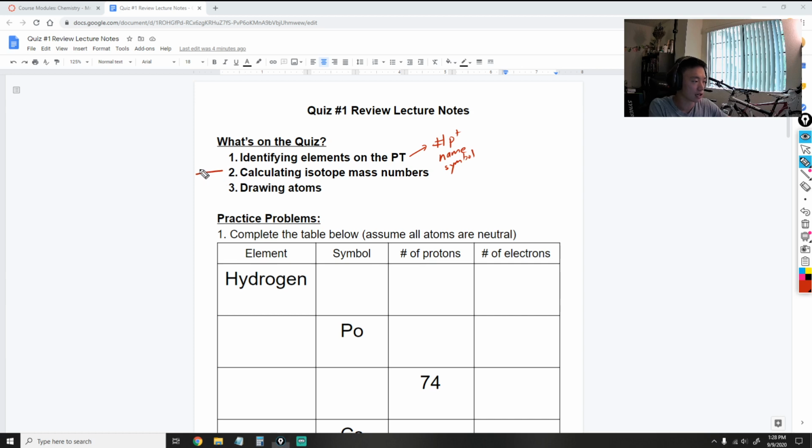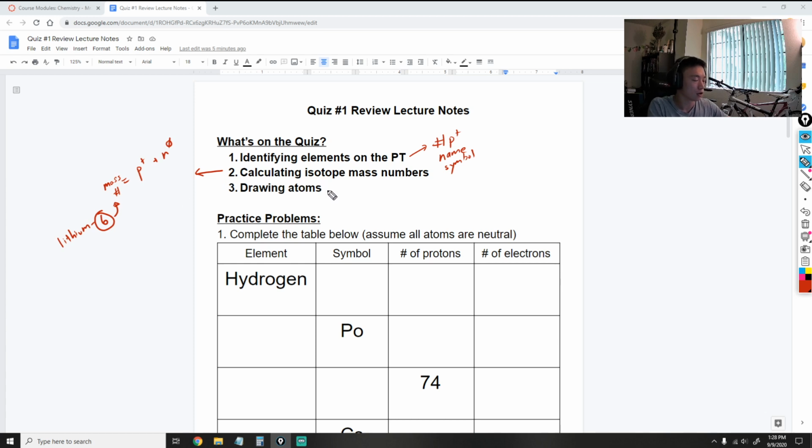The second thing is calculating an isotope's mass number. So basically, you just need to know that the mass number is equal to the protons plus the neutrons. So when you have an isotope, which is a different type of the same element, the number that goes at the end, so like for example, let's say I have lithium 6, you have to know that this number in the back is the mass number.